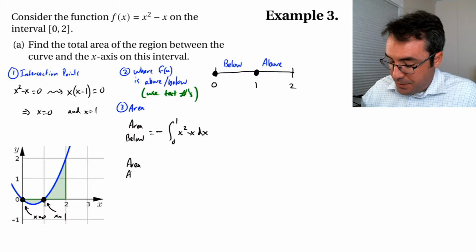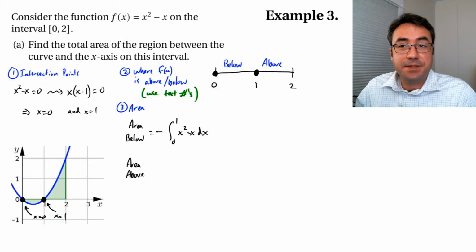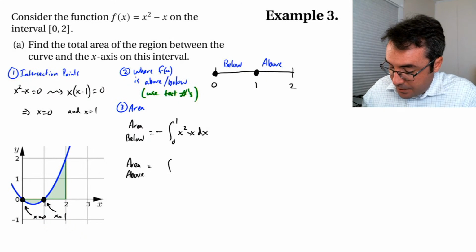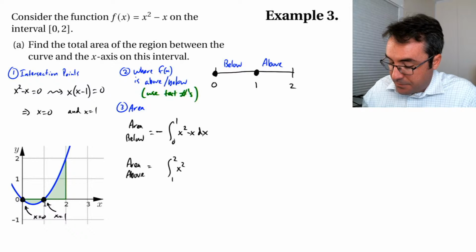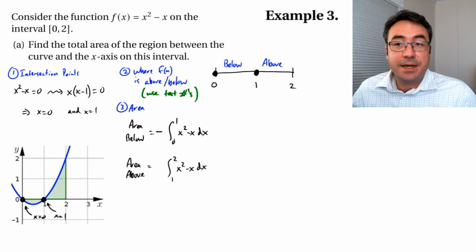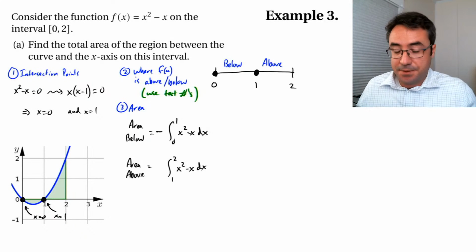Then we also need to find the area for the region that sits above the x-axis. Now this occurs in between x equals 1 and x equals 2. So we're going to integrate from 1 to 2 our function x squared minus x. And because this is above the x-axis, it's just the integral as is.